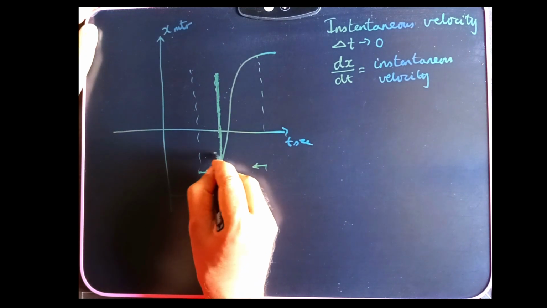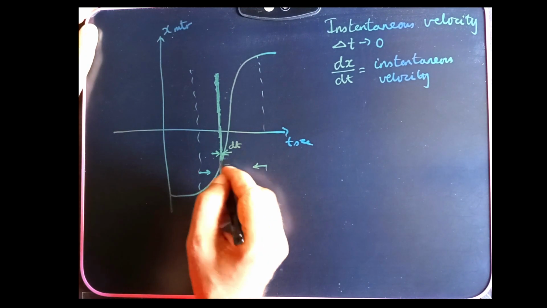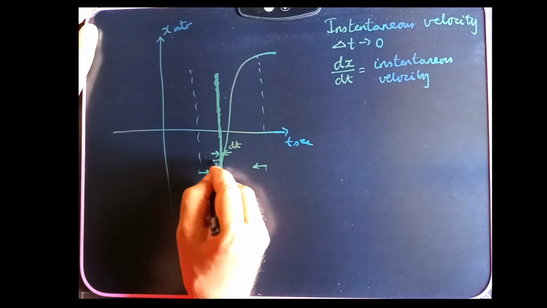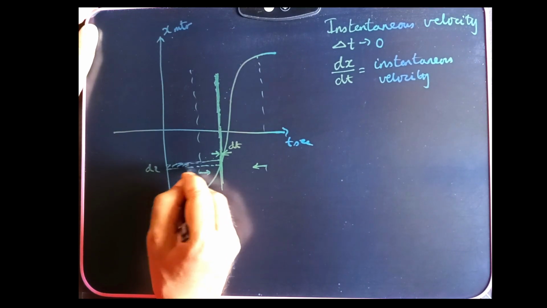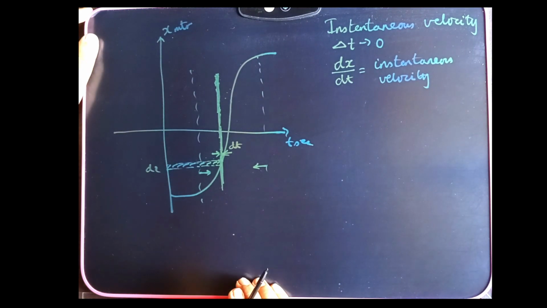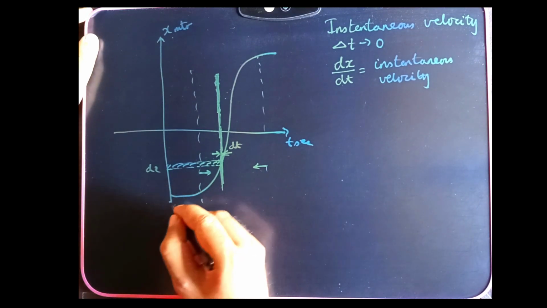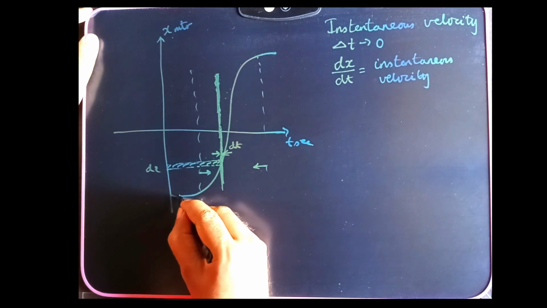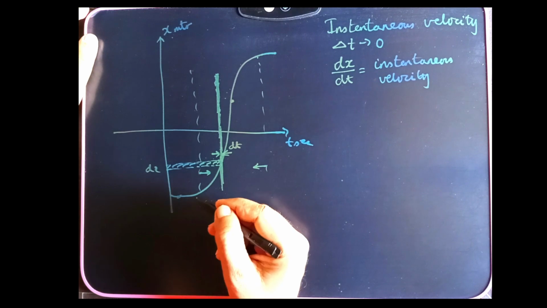And this very small time period is called dt. For this small time period dt, there will be a small change in displacement, dx. From here, I will be able to find the instantaneous velocity. We know that the line joining any two points on the graph will give me the average velocity.